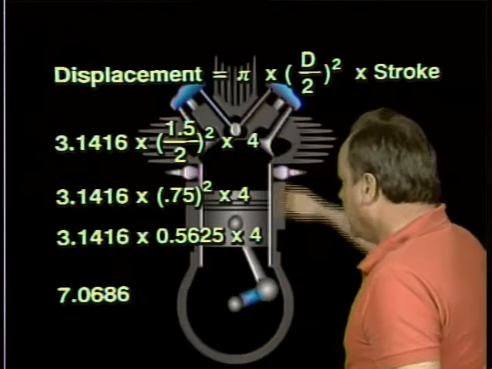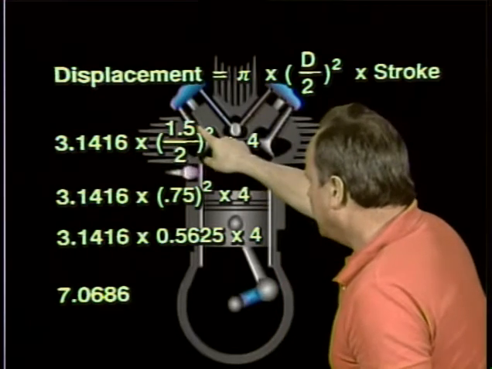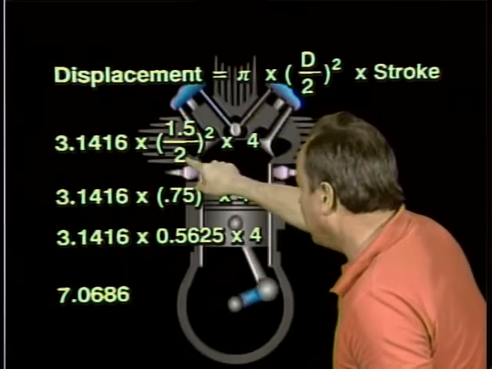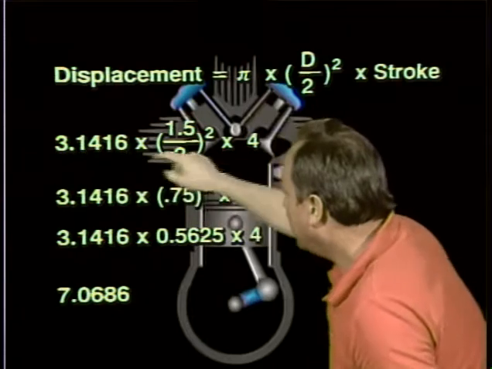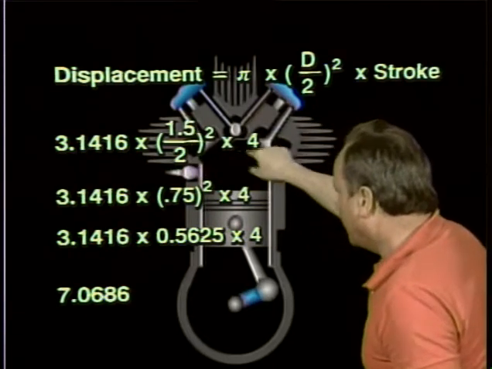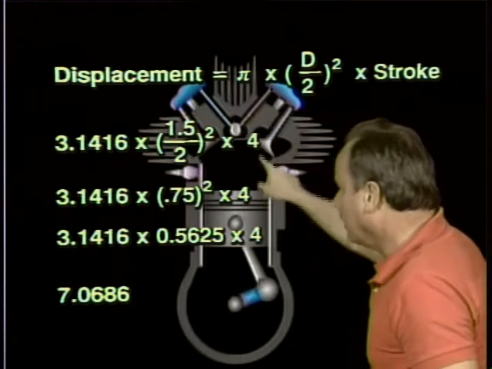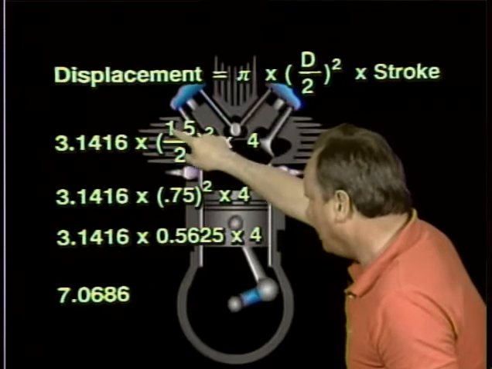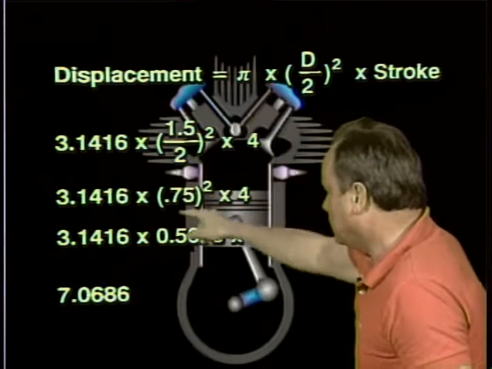So let's see, 1.5 inch diameter, but that's a bore, and so half of that would be 1.5 divided by 2. So you take pi times the diameter divided by 2, and then you square it, and then the stroke is 4 inches, so times the stroke, which is 4. And so again, it's 3.1416 times, and 1.5 divided by 2 is 0.75.